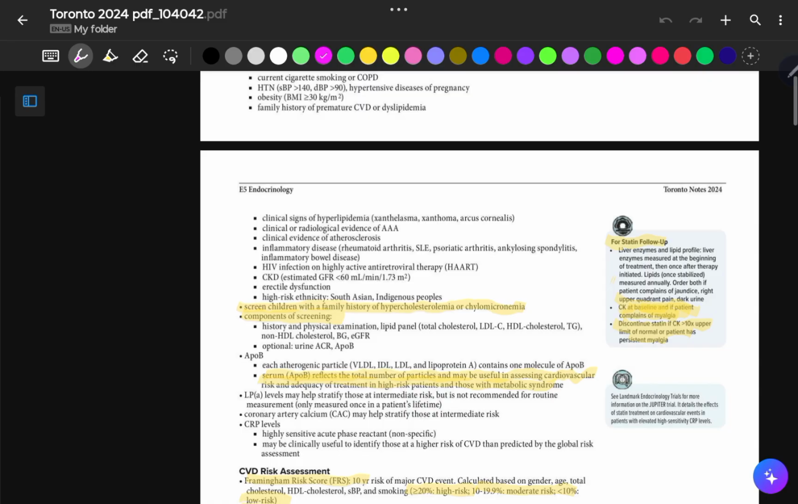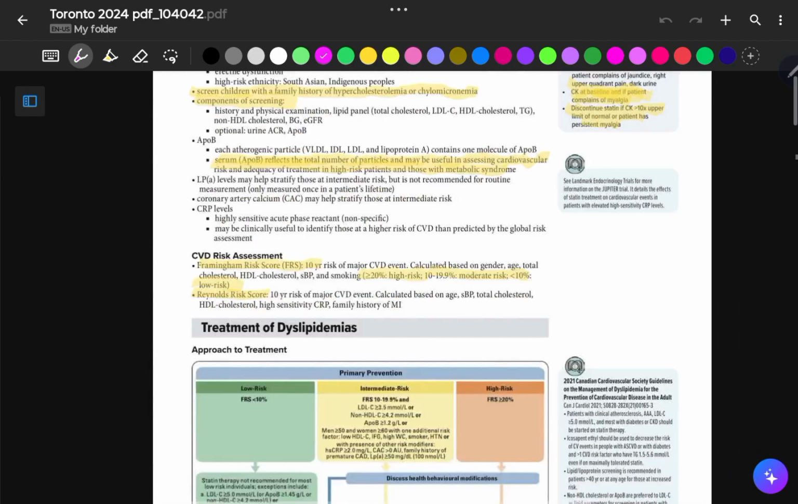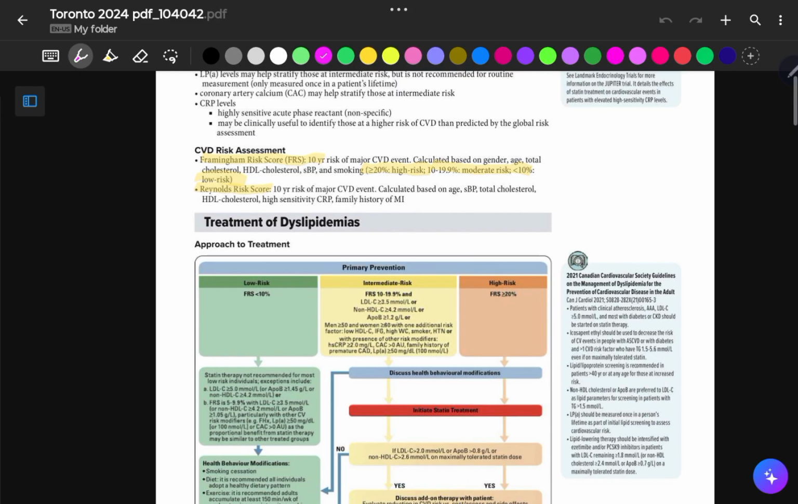So persistent myalgia, or the creatine kinase being more than 10 times the upper limit of normal in a patient that is on statin, then you have to discontinue the statin. Okay, so next we're going to talk about your cardiovascular risk assessment.